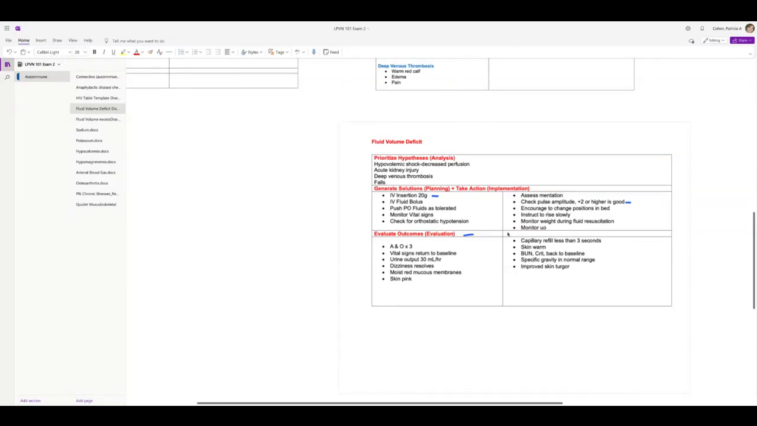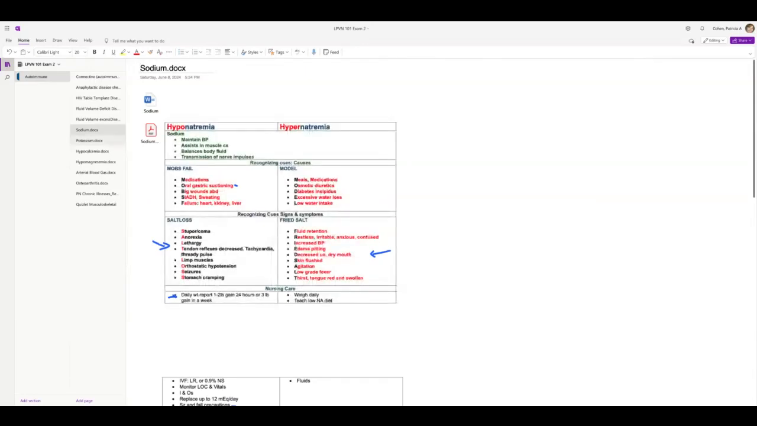So you want the cap refill to be, so you know they're doing well, know how to evaluate, okay? So if they're a young person, the skin turgor improves, the specific gravity is now in a normal range. All the labs are going back to normal, their skin's warm, the cap refill is now back less than 3 seconds, okay? So that's how you can tell they're doing well.